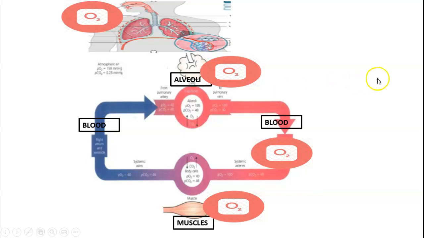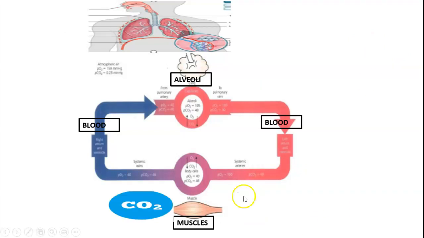On the flip side to that, the gas we are also interested in is carbon dioxide, and for different reasons, because that is a gas we don't really need, or it's something that can be quite harmful in terms of exercise. So let's have a look at how that would work. We've got a high amount of carbon dioxide in our muscles because the oxygen is used up to allow us to carry out our resting functions.